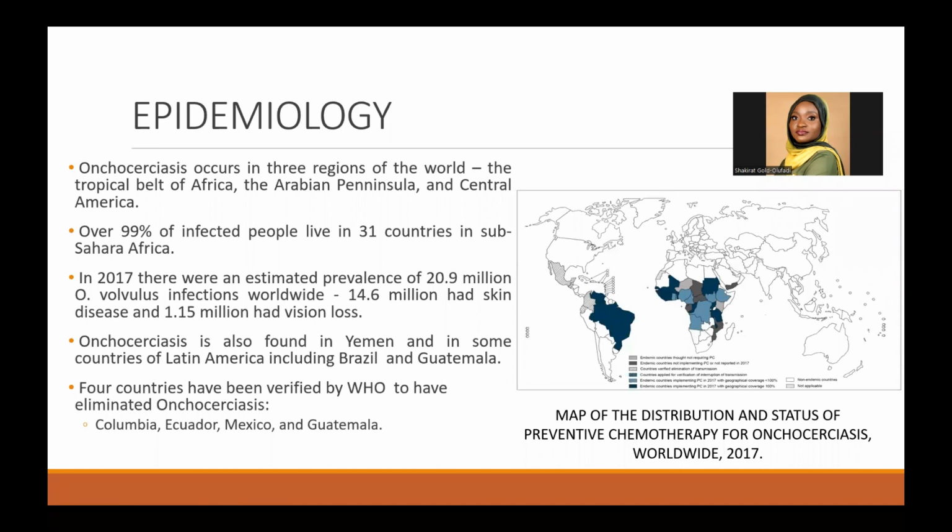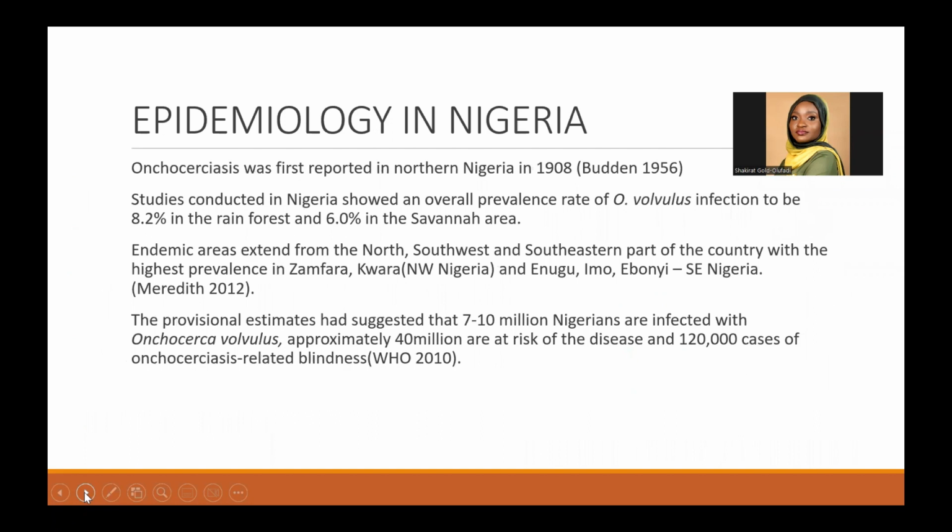4 countries in recent times have been able to eliminate onchocerciasis. They're all in South America and Central America. We are yet to eliminate, but one of the reasons why we're having this kind of webinar is to be able to put us closer to the path of elimination. Even though it may not happen very soon, we'll keep struggling to achieve that.